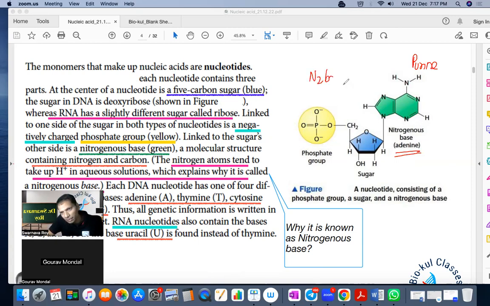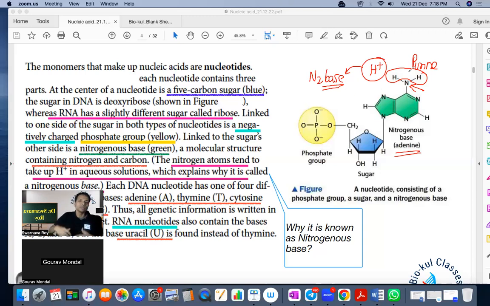Why do we call this a base? What is the base thing here? A base is something that acquires hydrogen. Understanding? Any base is something that acquires hydrogen. Anything that is acidic loses hydrogen. This is the basic concept of chemistry, right? So as you can see, this nitrogen here is acquiring these two hydrogens. Understanding all of this concept? That's why it is called a nitrogenous base. Base is always positive, right? Basic is positive, acidic is negative, right?